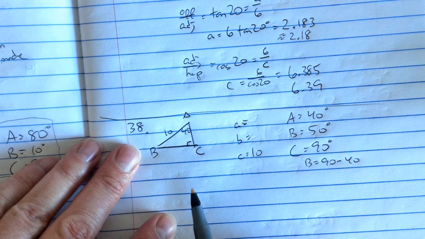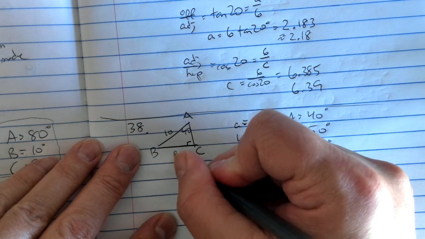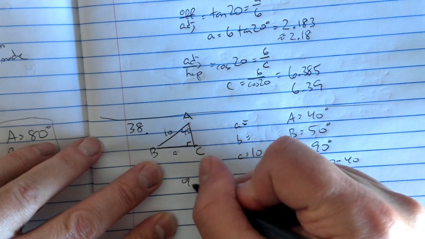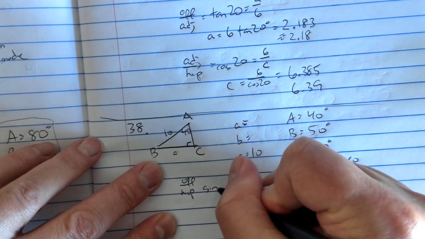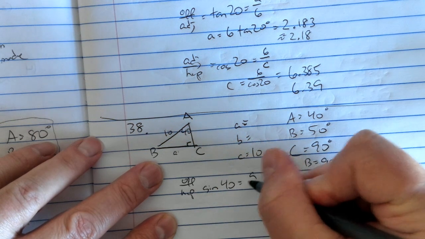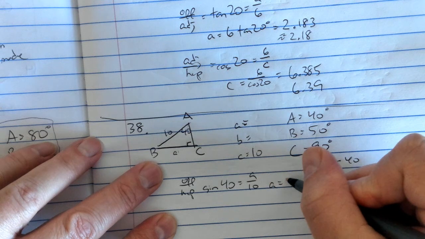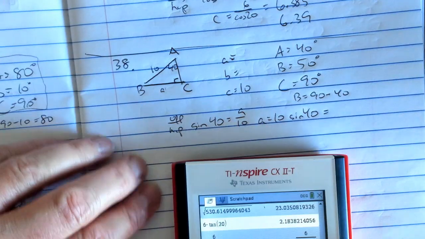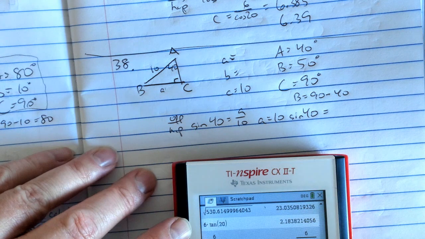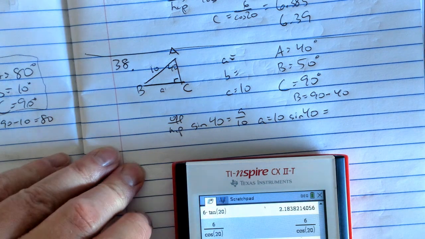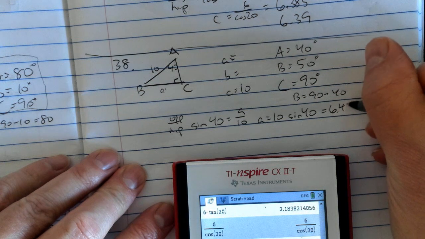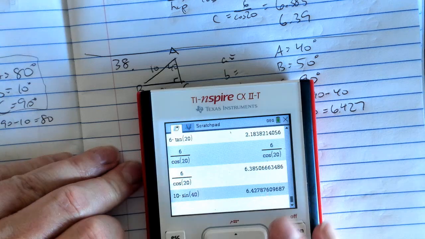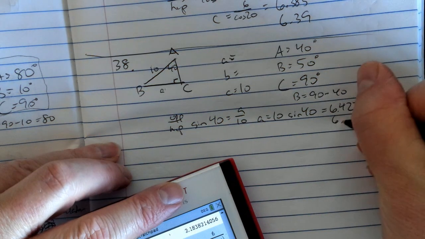And then to get little a, it's across from capital A, and that'd be opposite over hypotenuse. So that'd be sine 40 equals A over 10. So A would be 10 times sine 40. 10 sine 40, we get 6.427. We don't care about anything after that, and so that'd be 6.43.